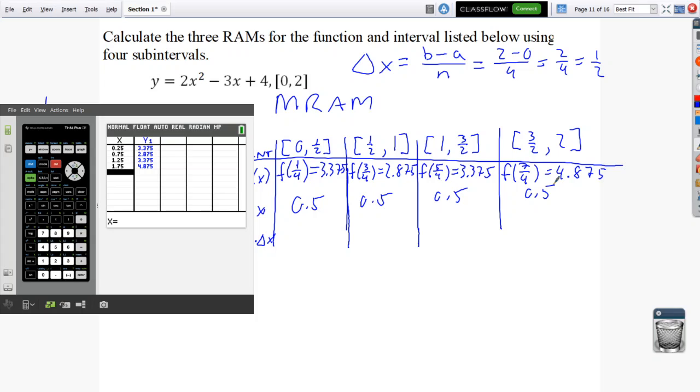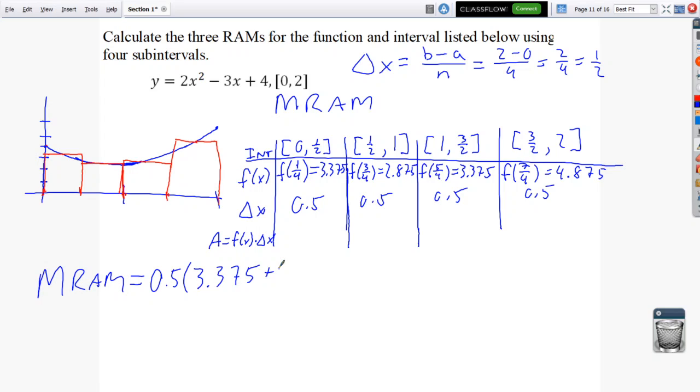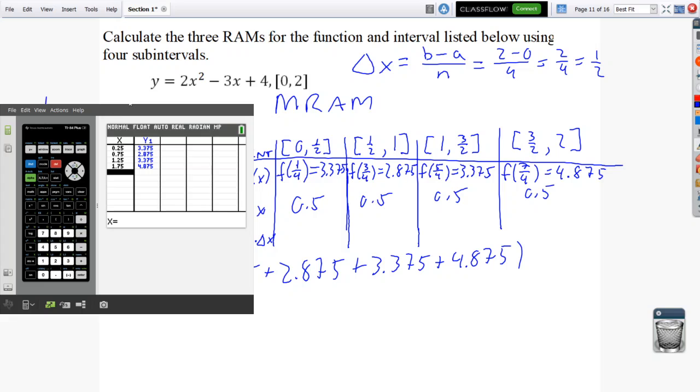Because this has equal lengths here, I am going to just add them all together and multiply by 0.5 all at once. You can do that if the subintervals are equal widths. So my MRAM, again, it is an approximation, so it's not dead on, but it's going to be that delta x times the quantity of 3.375 plus 2.875 plus 3.375 plus 4.875. I'm gonna make sure that you guys can see that. And I'm going to calculate that using the cheat machine.